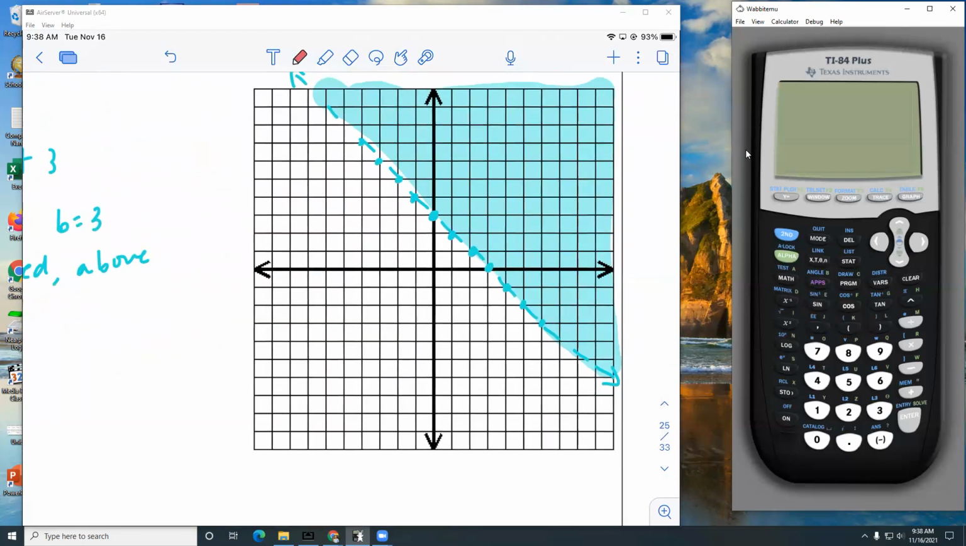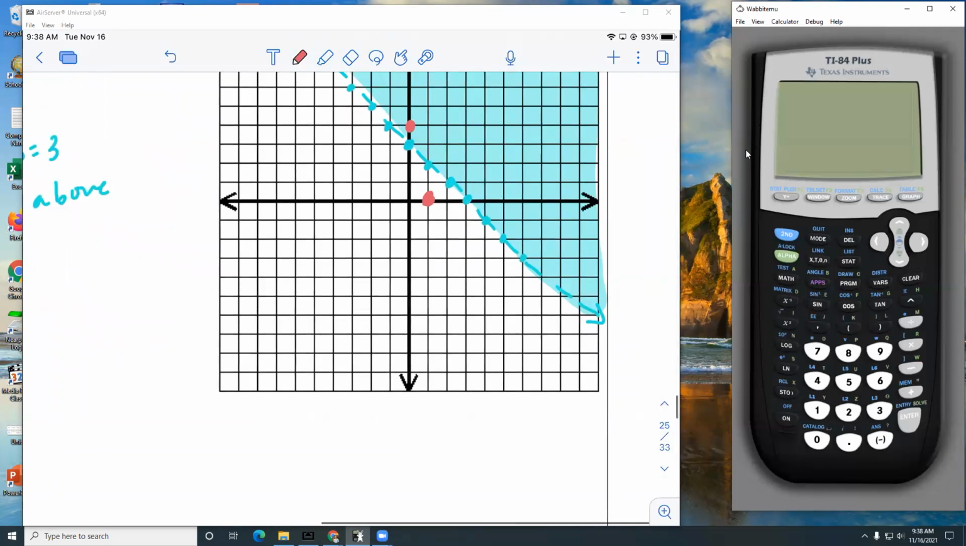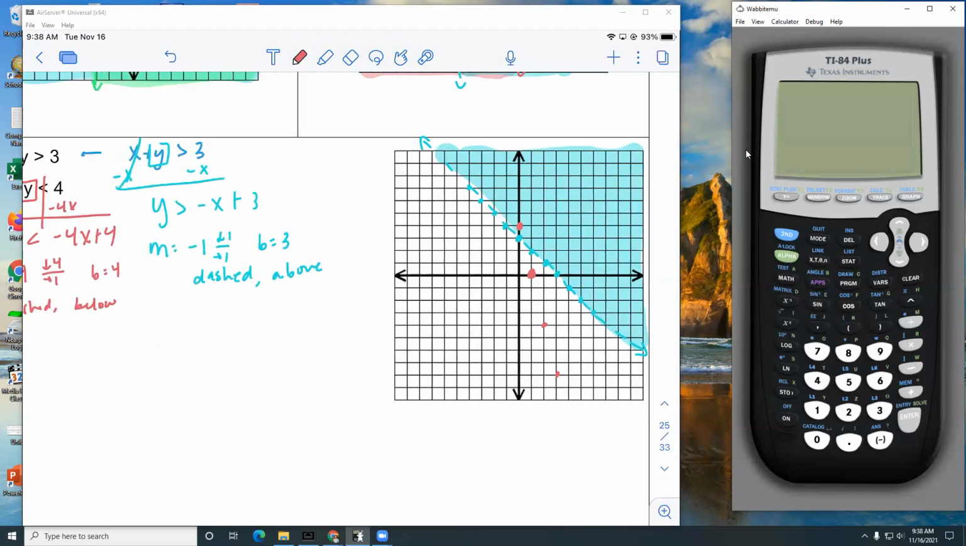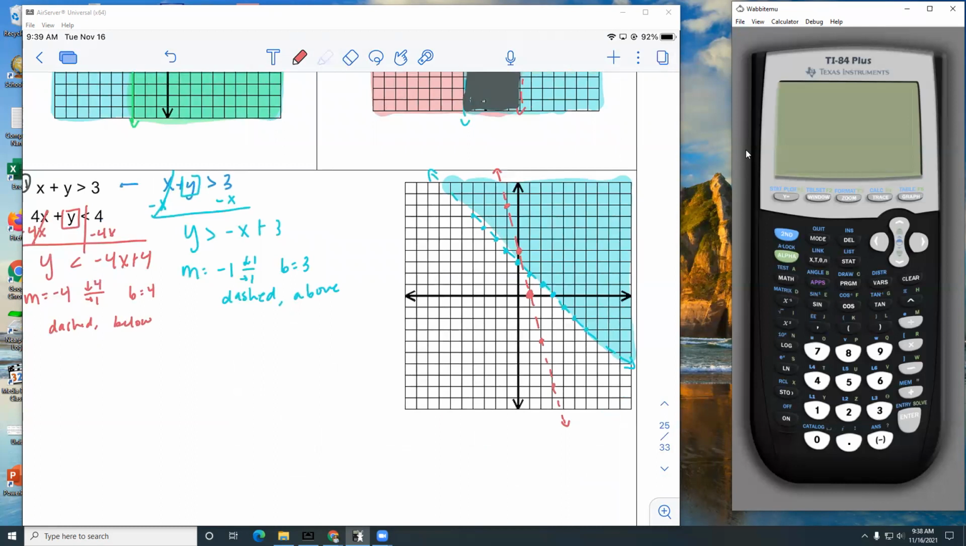So start at 4. I am going down 4, right 1, down 4, right 1, down 4, right 1. You can also go back up to 4, go up 4, left 1. And that is kind of a steep line, right? So I'm going to draw in my dashed line through these points. And what did I say? I said I am shading below. So I'm going to shade everywhere below my line.